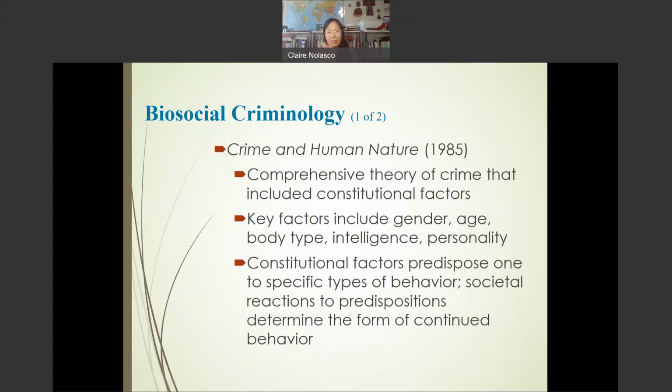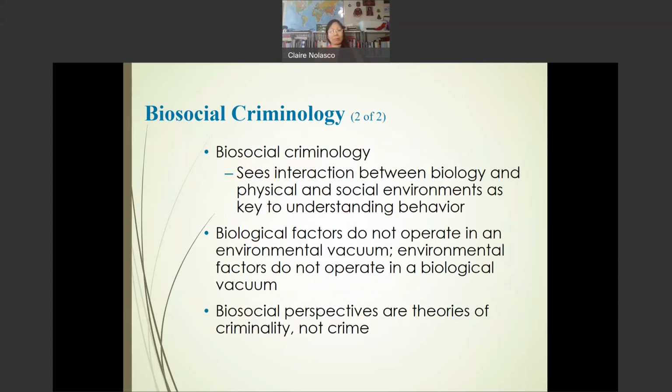Crime and human nature. This is a comprehensive theory of crime that involved constitutional factors. The key factors include gender, age, body type, intelligence, and personality. And this states that constitutional factors predispose one to specific types of behavior. Societal reactions to predispositions determine the form of continued behavior.